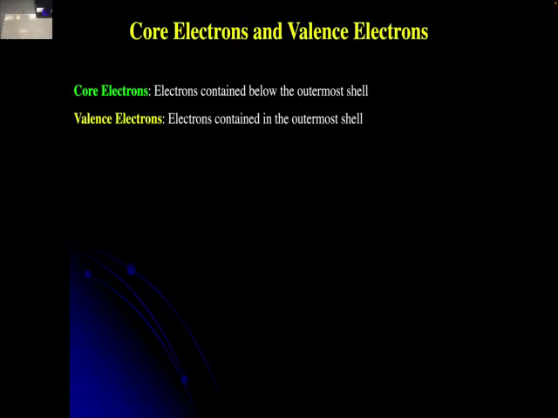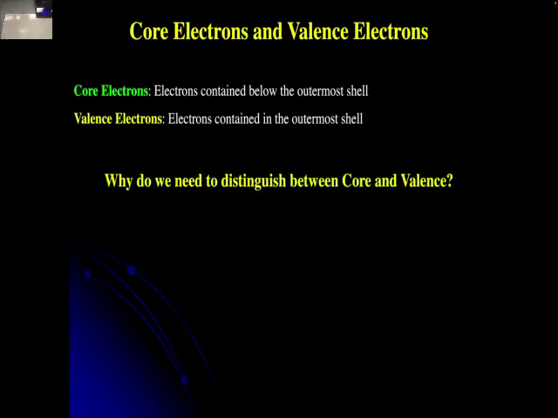Okay? So, you need to be able to identify valence electrons. I don't really care if you know your core electrons, but you've got to know your valence electrons, okay? Because they're what's important, okay? They are what's responsible for all the chemistry.